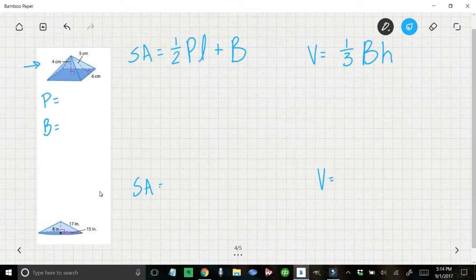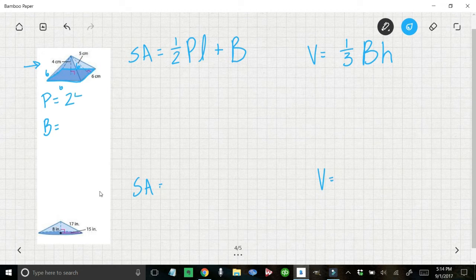Because this is a regular pyramid, and all of the ones that we're going to do right now are regular pyramids, that means the base is a regular shape, and since it has 4 sides, it's going to be a square. Remember, regular means all the sides and all the angles are the same. So if I wanted to find the perimeter of this square, I would just add up all these sides, or you could multiply 6 times 4.